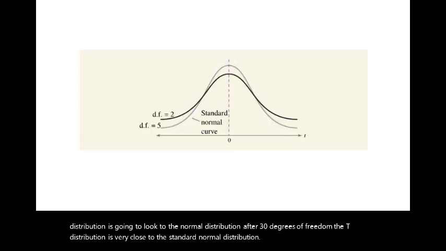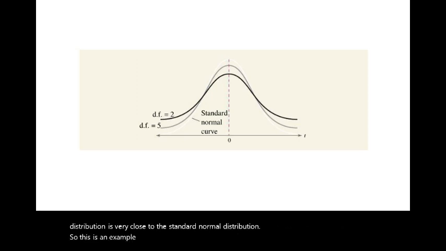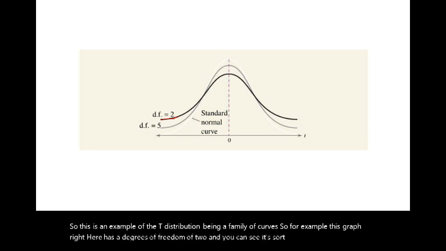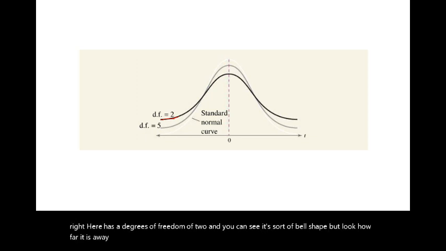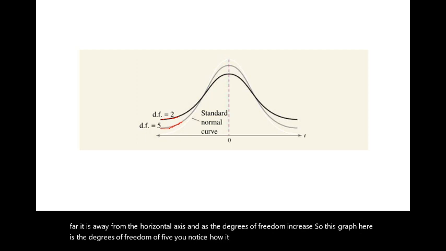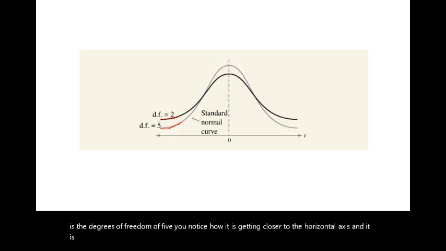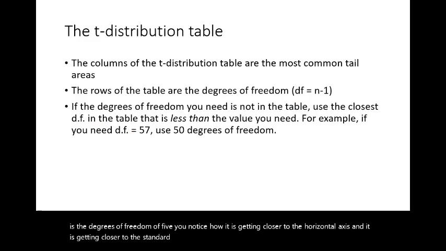So this is an example of the t-distribution being a family of curves. For example, this graph right here has a degrees of freedom of 2, and you can see it's sort of bell-shaped, but look how far it is away from the horizontal axis. And as the degrees of freedom increase, so this graph here is a degrees of freedom of 5, you notice how it is getting closer to the horizontal axis, and it is getting closer to the standard normal curve.